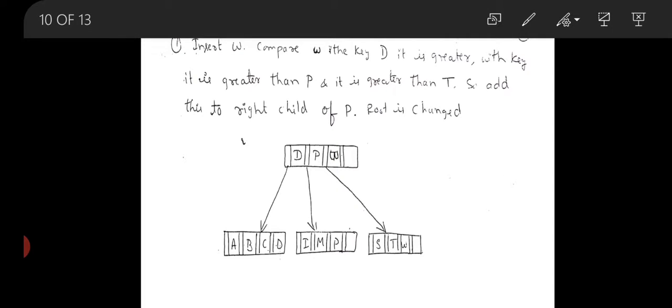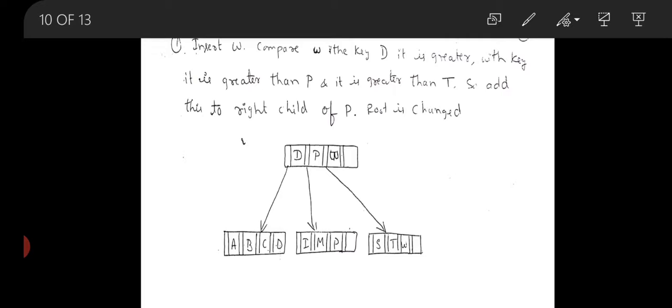So here, compare W with the D. It is greater than P, and it is greater than T. So add this to the right child of P here. You add that one and promote the highest key in this node, that is W, promoted here. So here observe this one, the root is changed.